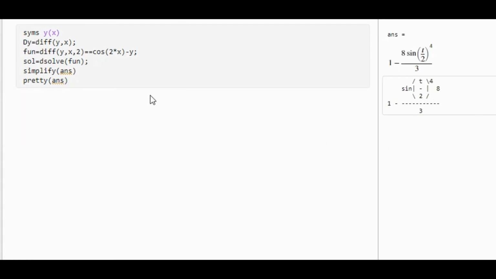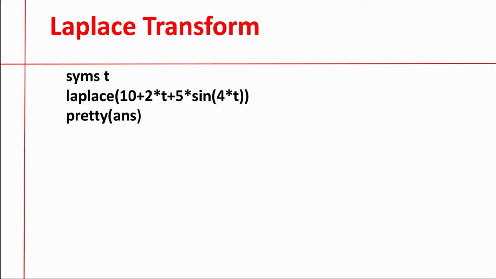Another code for Laplace transform. So this is syms t and laplace of 10 plus 2t plus 5 sine 4t, pretty answer. Of course, it is very simple code. You will just type laplace, and inside the parenthesis you will write the given function that you want to find the Laplace of. So 10 plus 2t plus 5 sine 4t is the required function on which you want to find the Laplace. Now we check how this code works in MATLAB.